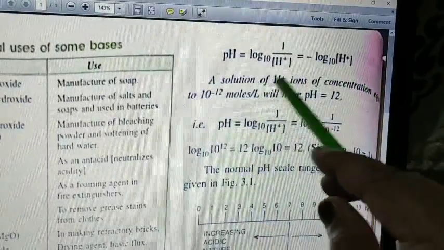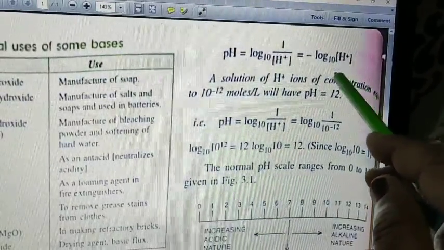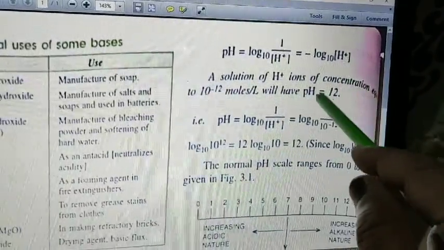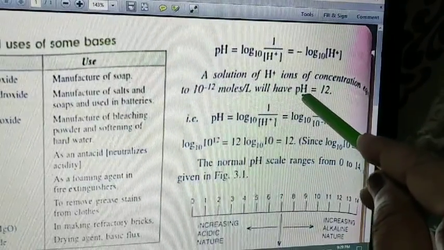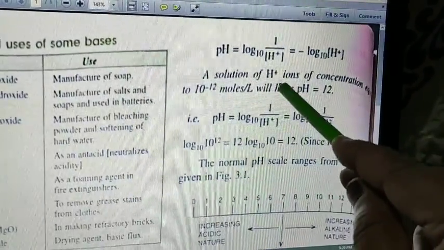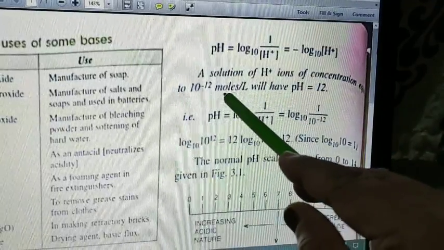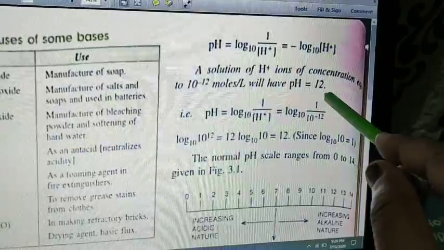Now by using this equation, we can also calculate the pH of the given solution if the H plus ion or hydrogen ion concentration is given. Say for example, a numerical has been provided over here to show how we can calculate the pH. A solution of H plus ions of concentration equal to 10 to the power minus 12 moles per liter will have pH equal to 12.